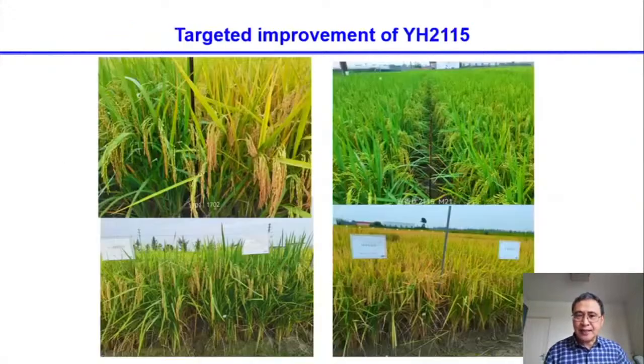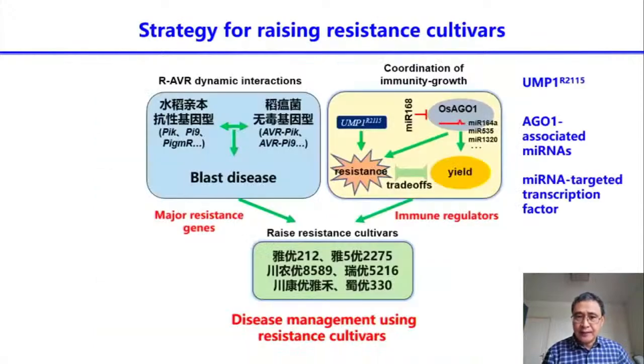And based on this line, we obtained a targeted improvement of flowering time and also grain size, and we released more cultivars from this line, this germplasm. So based on this, we established a strategy for raising resistant cultivars.